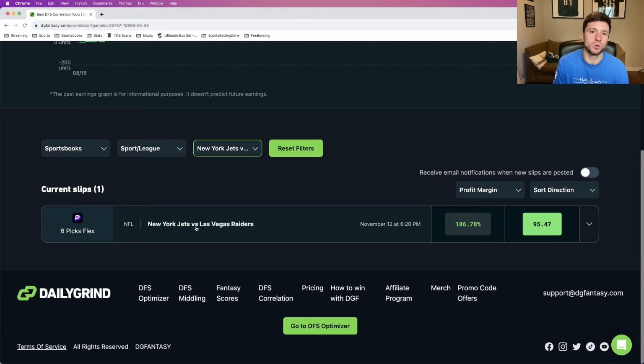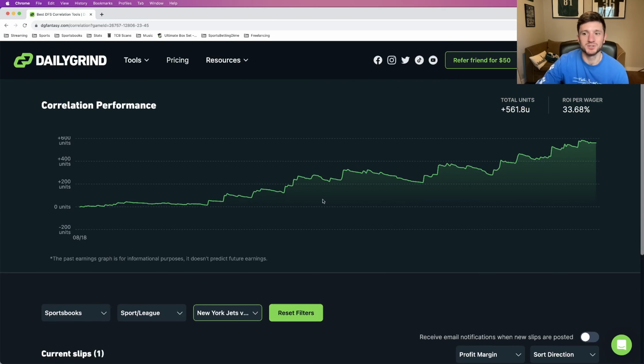That is exactly how the correlation tool works. It uses math. It literally calculates exactly how correlated the plays are together, and then it combines them in a slip. So just from a logical perspective, it makes a ton of sense to me, right? It makes a ton of sense overall. And don't let me tell you about why it's good. Let's just let the performance speak for itself.